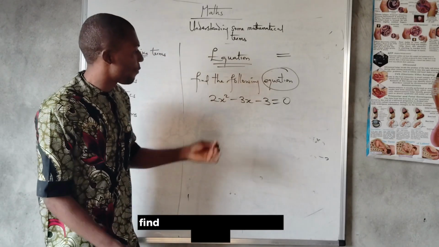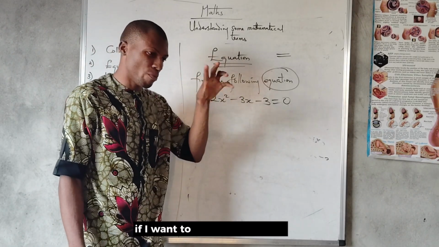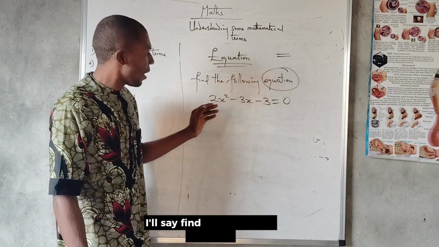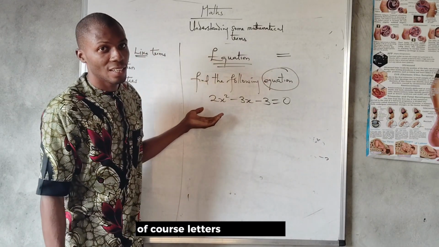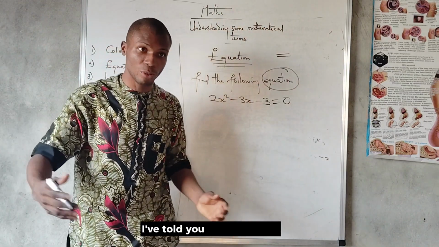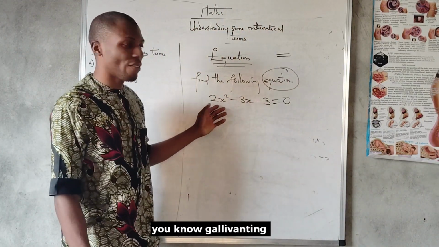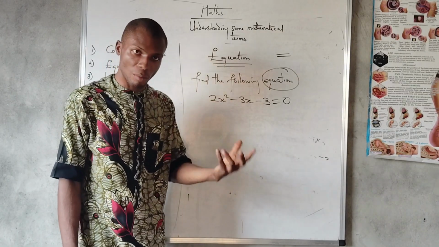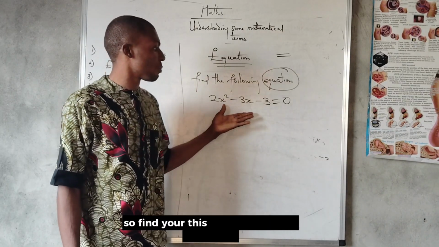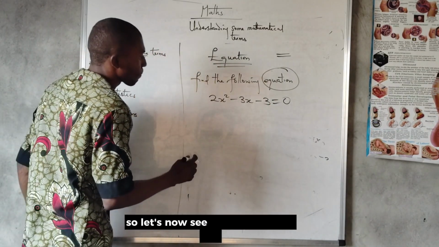You now say, okay, find the following. So this is correct. If I want to make it very good, I'll say, find the following algebraic equation. What's algebra? Oh, of course, letters. Like your alphabet, I've told you, it's unknowns. When there are unknowns around your constants, we call it algebra. So find this algebraic equation. Very good.